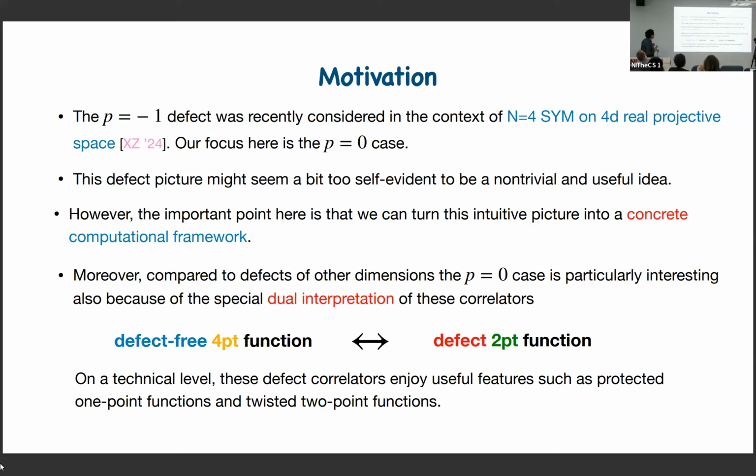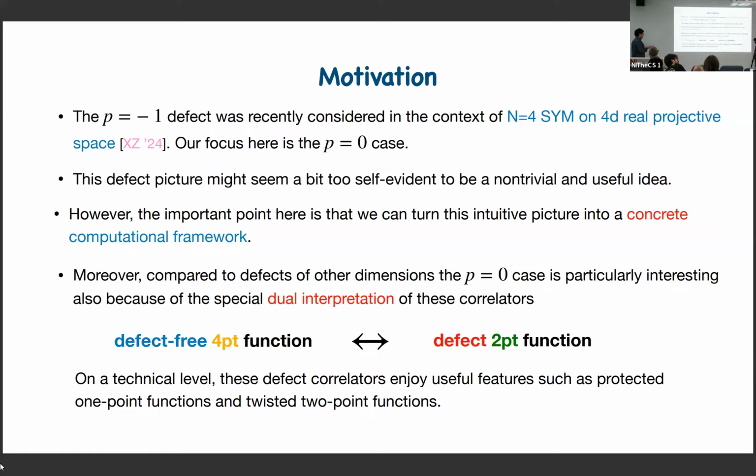Here I'm not going to talk too much about the P = -1 case. I'll just mention that it can also be realized in 4D N=4 SYM by putting the theory on a real projective space. So basically you need to do a Z2 quotient, and you can also realize these -1-dimensional defects.